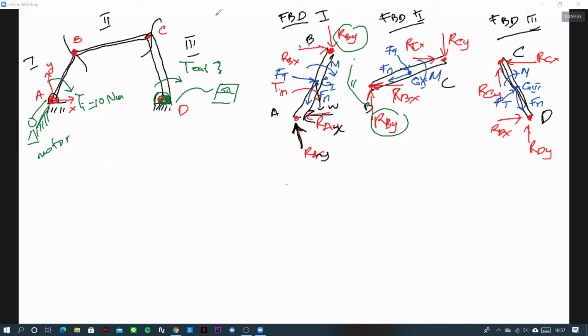Okay, now the question is: what is the output torque at point D for link C? So here I have to draw the output torque. I forgot it here. Here it has an output torque, T out.